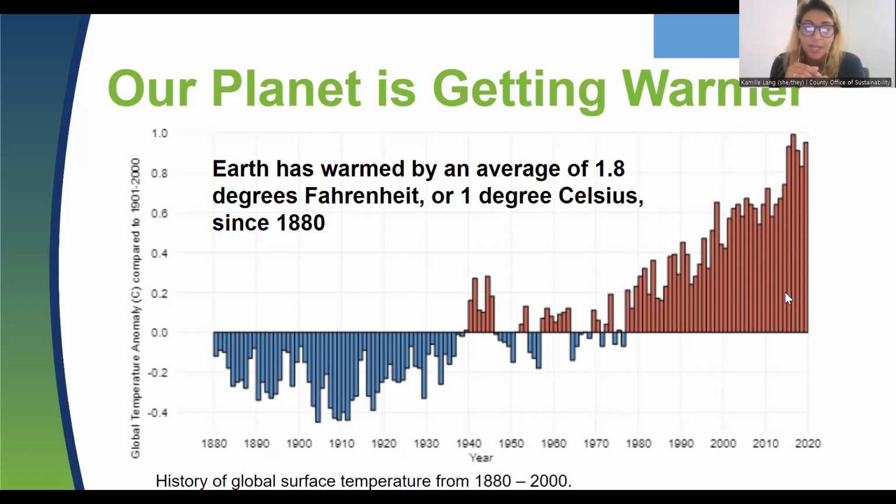Yes, a fever. When your body is having a fever, it's that system giving you an idea that something's not functioning the way it should be. When we see the temperature change on our planet, even by 1.8 degrees Fahrenheit, that's the system giving us an indicator that something is not working, that something is changing.